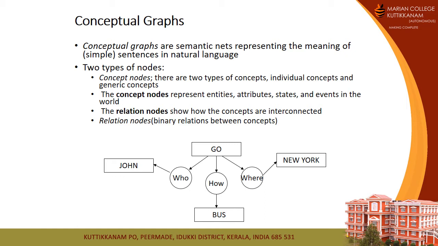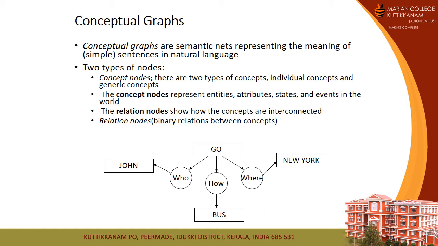There are two types of nodes in a conceptual graph. One is the concept node and the second is the relation node. There are two types of concept nodes: one is the individual concept and the second is the generic concept. Examples of individual concepts are Jaws, burger, India, etc. Examples of generic concepts are country, person, food, etc.